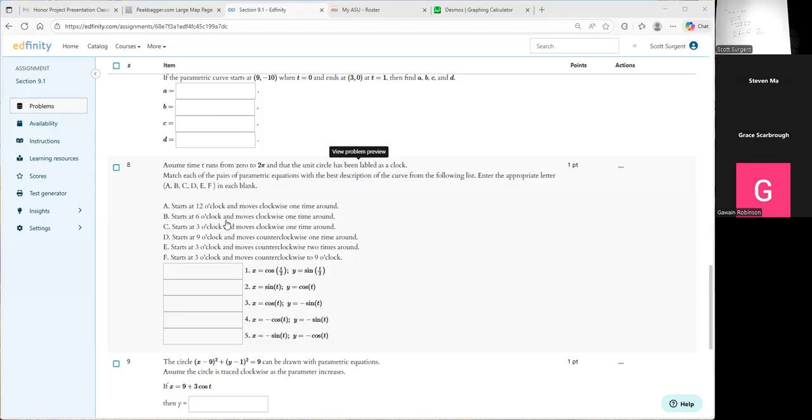Let's see, we want B, start at 6 o'clock and move clockwise one time around. It looks like this should do the trick right here because we're just negating. Yeah, that should do the trick. But again, you can plot it just to make sure. Let's do number C. Start at 3 o'clock and move clockwise one time around. If I do cosine and sine, that'll give me counterclockwise. If I do cosine and negative sine, that should give me clockwise. So that would be C. 3 would be C.